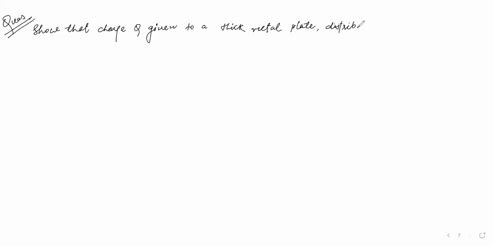Show that charge Q given to a thick metal plate distributes equally on both sides. Distribute equally on both sides. Okay. Yes, sir.